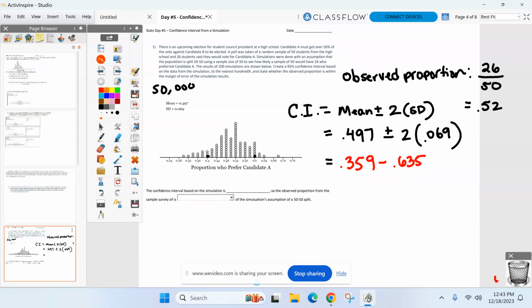So you look back at our observed proportion. Where does it fall? Inside or outside our confidence interval? Inside. So guess what? That's a pretty good representation of the school right there. That's not like an outlier there. Why? Because it falls in our 95% confidence interval. And we are 95% confident about 36% to about 63.5% voted for candidate A.